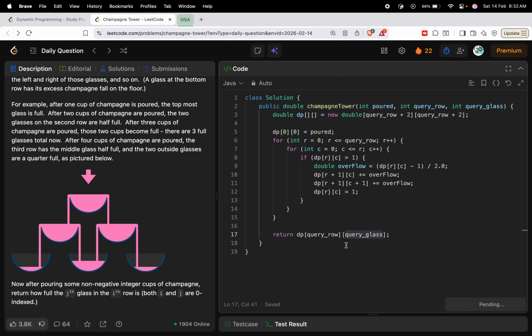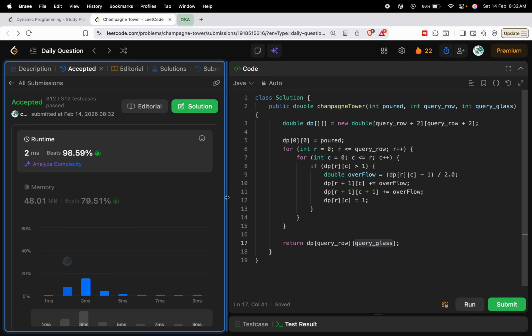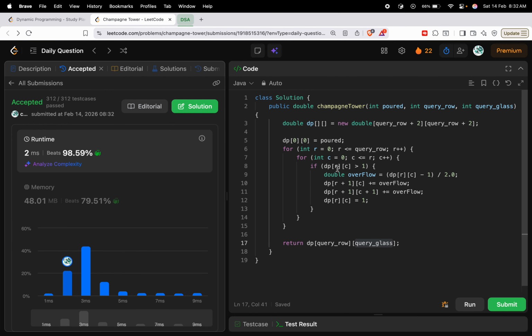Once this entire process is executed, we can straight away return dp of query row and query glass. If you submit this, all the test cases will pass and it is a pretty efficient solution as well. If you analyze the complexity, if there are r rows, the space complexity will be order of r squared, and the time complexity is also order of r squared, because we are populating this grid in the fashion of r into r.